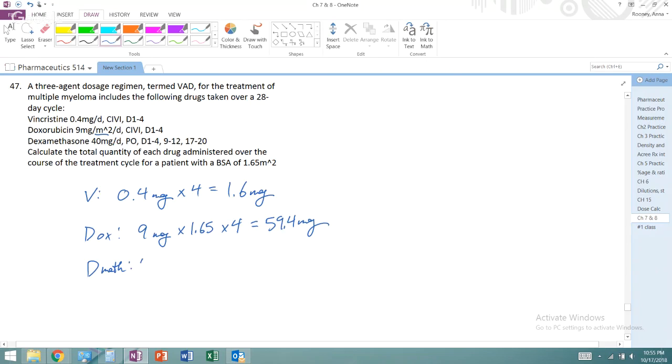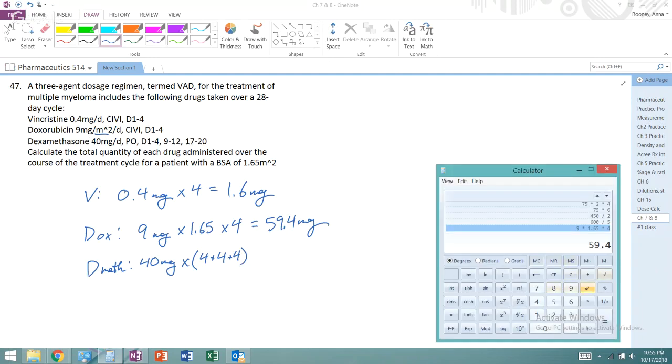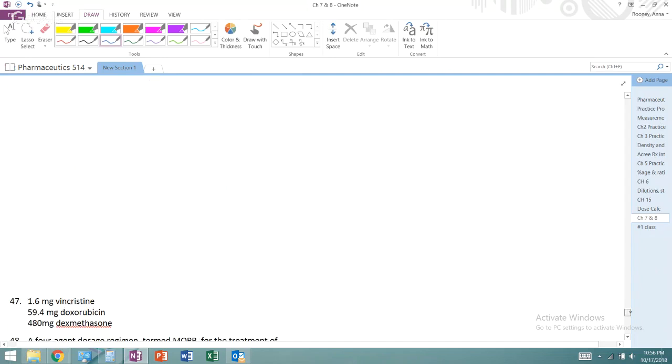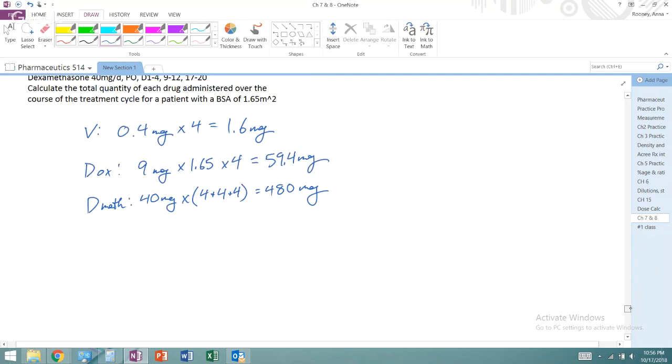And dexamethasone, that one is 40 milligrams a day. And so that has 4 days, and then it has another 4, and then it has another 4. So that's 12. So 40 times 12, 480. Yep. So there you go. That is how you find that one. Very, very simple. Yep.